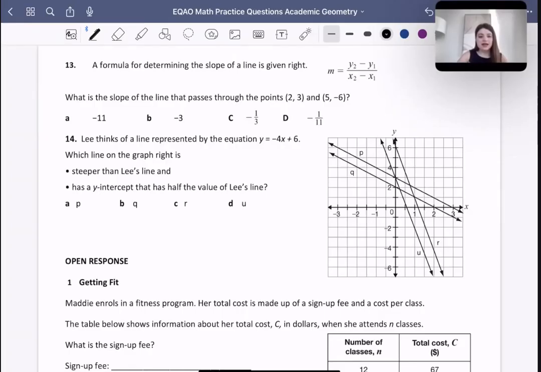Oh, and this is getting kind of long. I will try to keep it under 45 minutes. I will do my best.